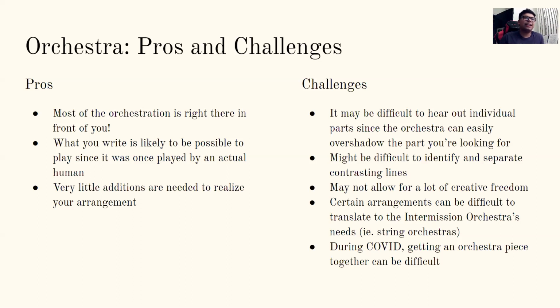And certain arrangements can be difficult to translate to the intermission orchestra's needs during normal times. So for example, the Halo theme is a string orchestra. However, the intermission orchestra, we employ brass instruments, we have wind instruments, we have percussions and choirs. So during the normal year, we have these requirements. Our music has to have these certain instruments. So it can be difficult to include brass in your string ensemble piece, but it's totally doable.